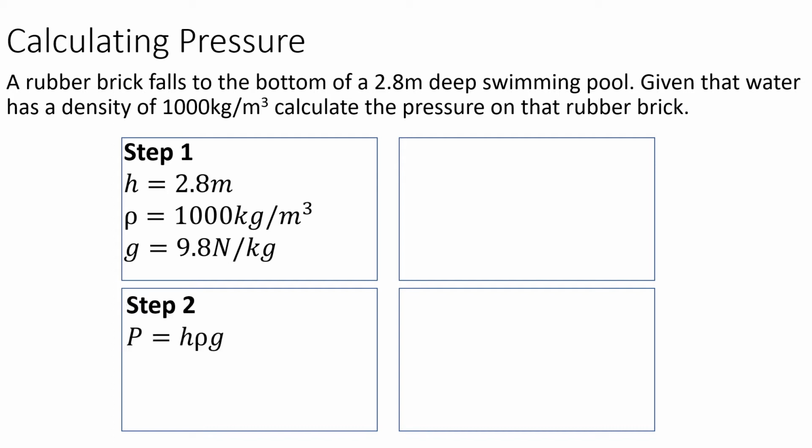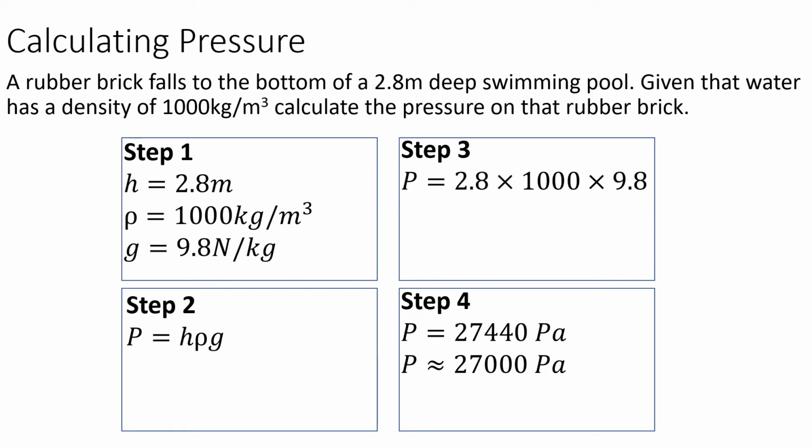Step 2 is to write down our equation. Step 3 is to substitute in the numbers. So instead of h, I'm writing 2.8. Instead of rho, I'm writing 1,000. And instead of g, I'm writing 9.8. And finally, we write down our answer with the correct SI units. Now, notice here that the answer was 27,440 pascals, but I've chosen to make it to two significant figures. So I've said that P is approximately equal to 27,000 pascals because in the question it gave me two significant figures when it said 2.8 meters deep.